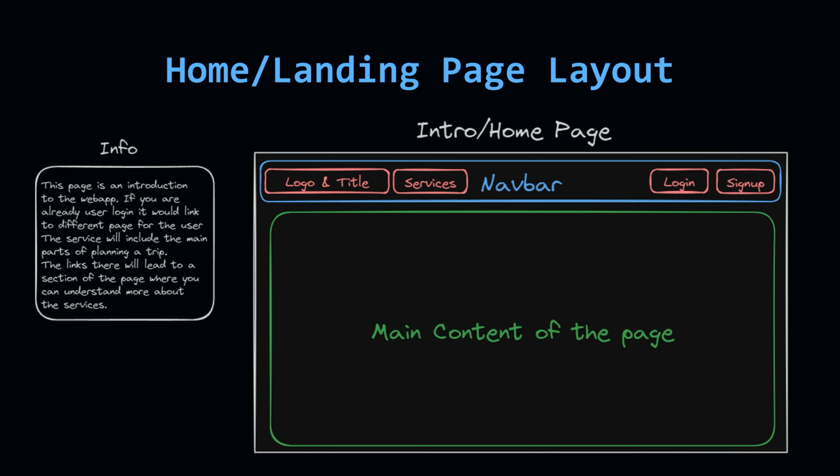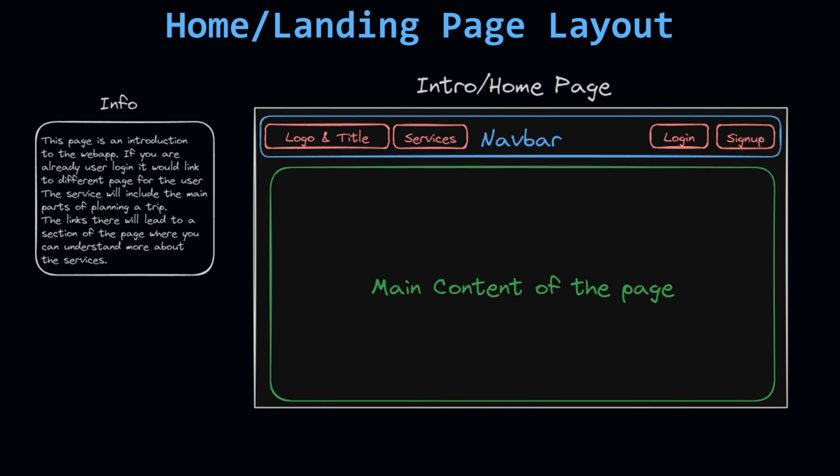The main content will get developed out later. It's just there to note that that's where the main content, of course, will be. I'll have the logo and title, services, a login and setup button. The services, to go into more of that, will be the different parts of planning the trip. It'll just discuss what you can basically be able to do in the app, and that will all be linked into the main content of the page.